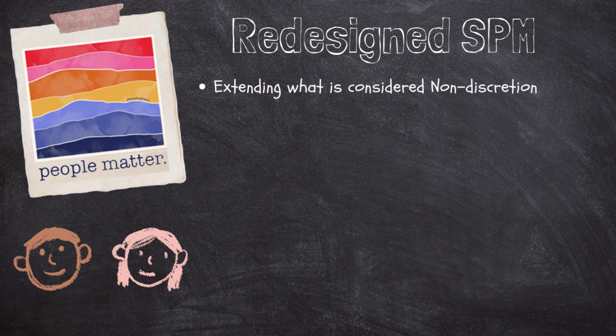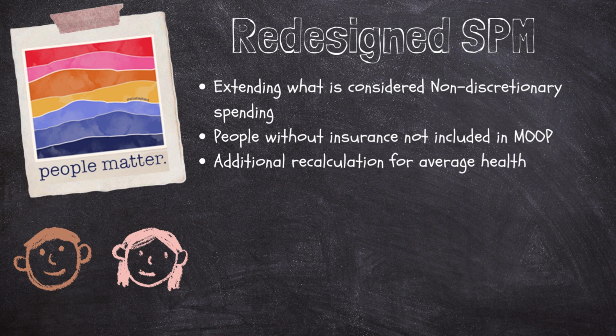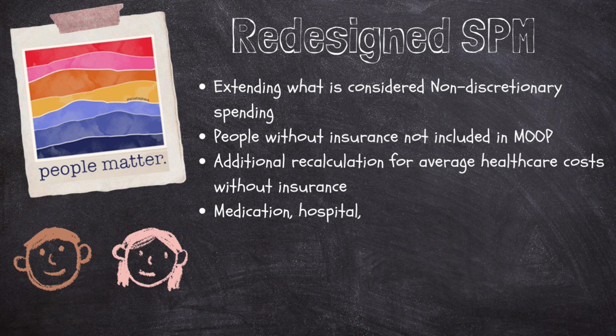One difference in our improved SPM would be taking measures to extend what is considered non-discretionary spending. People who are uninsured are not included in the subtracted medical out-of-pocket expenses. For those who do not have insurance provided for them through Medicare or a job, the FCSU should be recalculated to consider what costs out-of-pocket medications and hospital visits would be. Finding an average of these costs based on family size and location would allow for the FCSU to be adjusted to include this extra expense.